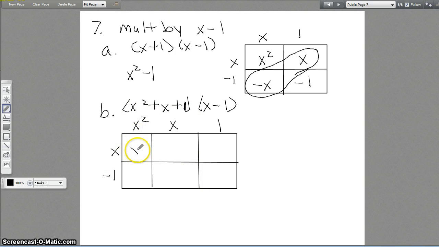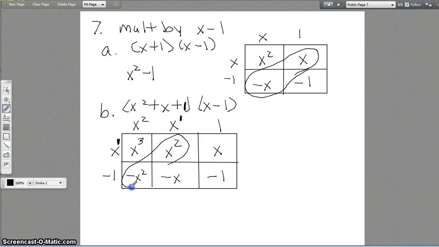X times x squared is x cubed because we add our exponents, and just an x means that it's really x to the first power. So this is also an x to the first power. X times x, that is x squared. X times 1, that is x. Negative 1 times x squared is negative x squared. Negative 1 times x is negative x. Negative 1 times 1 is negative 1.